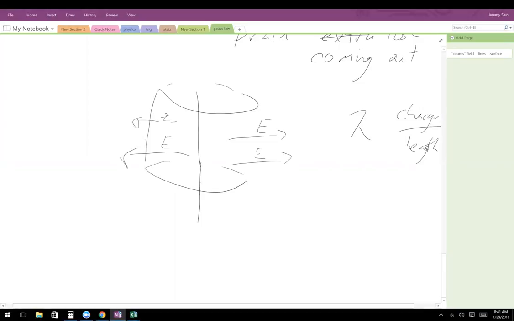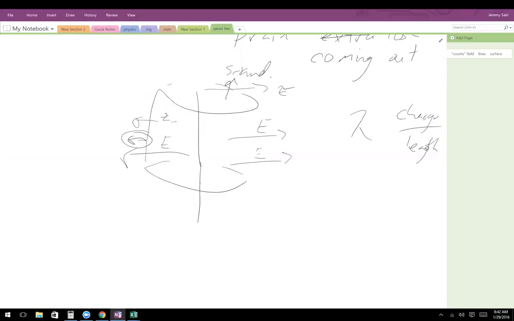So if I think about finding the flux through that cylinder, if I'm standing on the side of the cylinder, right here, then the electric field and I are in the same direction. So it's cosine 0, which is 1, right? If I'm standing on the top of the cylinder, the electric field's going this way, I'm standing this way, so we're perpendicular to each other, right? So cosine of 90 is 0.